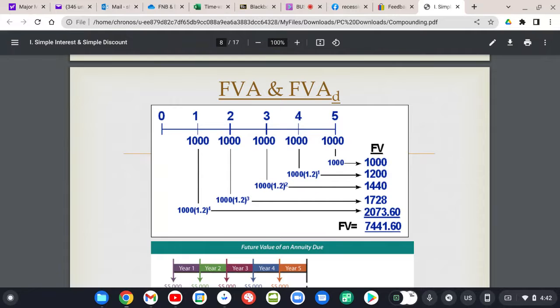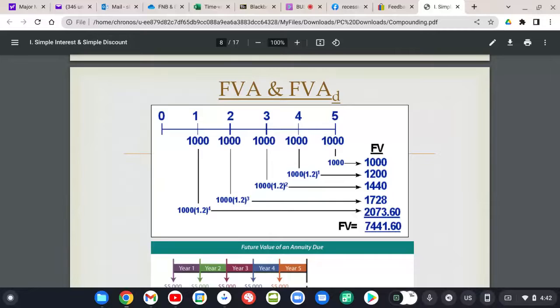This type of cash flow is called annuity. Why? Annuity sounds like something annual, but it's not. It doesn't have to be annual. It can be quarterly. It can be monthly. It can be daily. But the important thing is there must be regularity. In other words, same amount at same interval, regular interval, right? Regular amount at regular interval. And suppose interest rate is 20%.